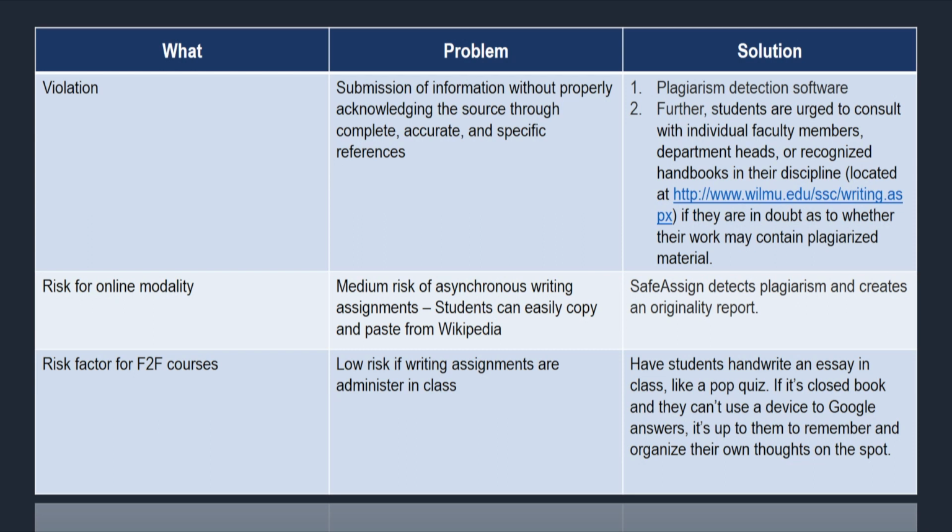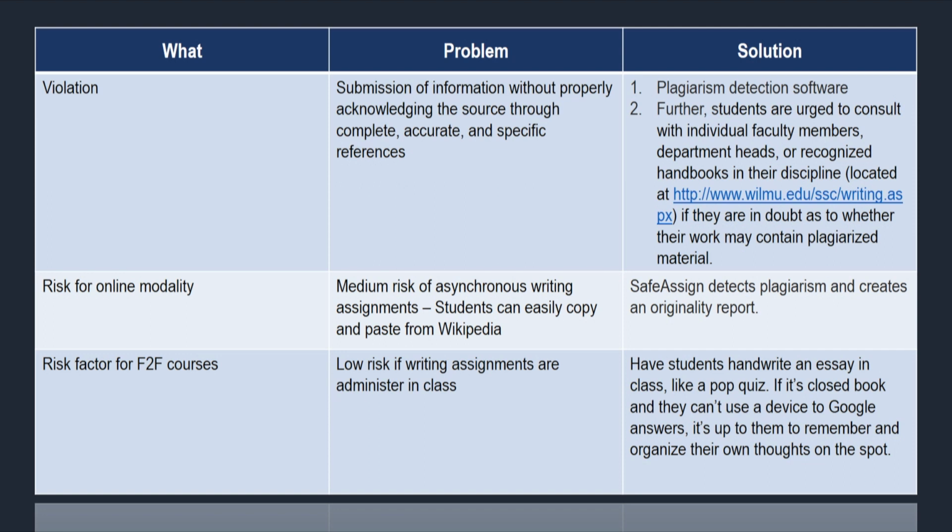Similarly, the risk of online modality. What is the problem? Medium risk of asynchronous writing assignments, where students can easily copy and paste from Wikipedia. The solution is SafeAssign. There are a lot of plagiarism detection software tools, like SafeAssign, which detects plagiarism and creates an originality report. There are many such tools available.